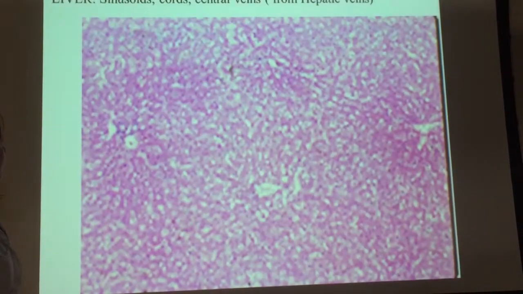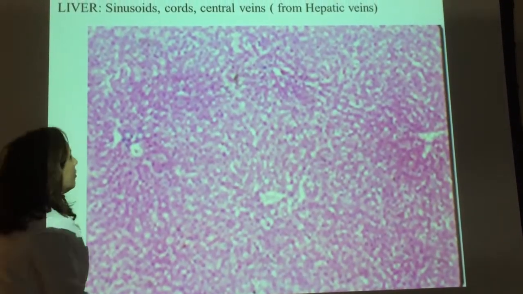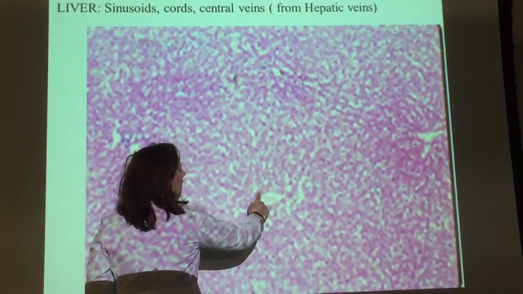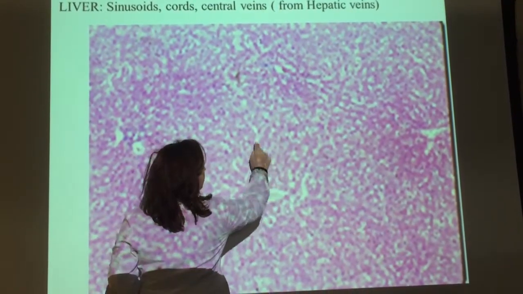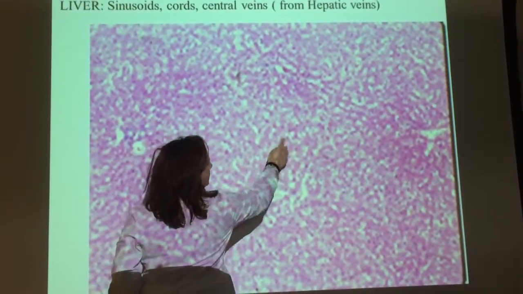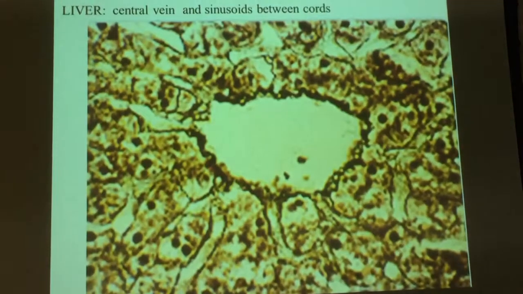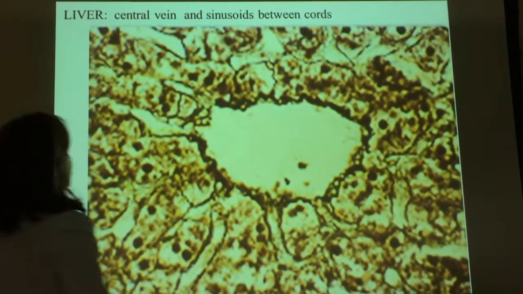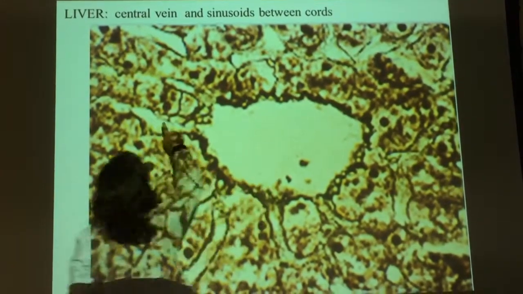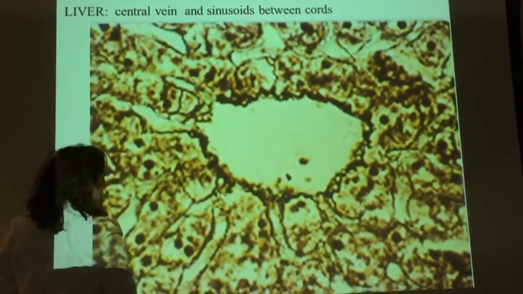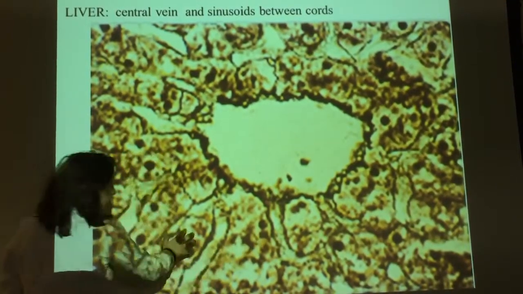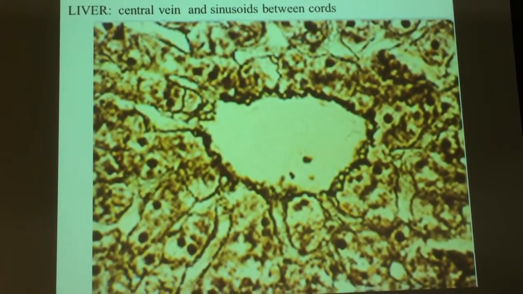I don't think you have that. This is what you have. Very hard to see, but this is the central vein. Okay, the spaces are the sinusoids, and the little dots are the nuclei of the hepatocytes. But this one is a little bit better to see this. Okay, so this is the central vein right here, and these spaces are the sinusoids, and anywhere you see dots are the nuclei for the hepatocytes.